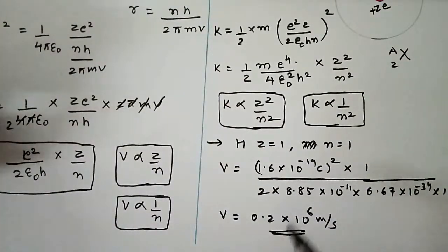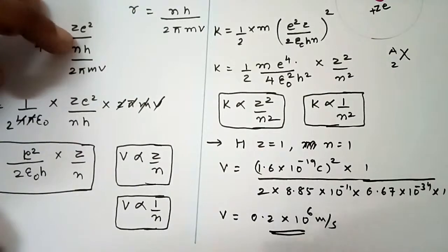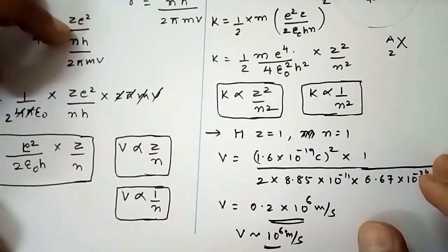So the electrons moving in the orbits have speeds of the order of 10 raised to 6 meter per second. Such a huge velocity, guys, right?